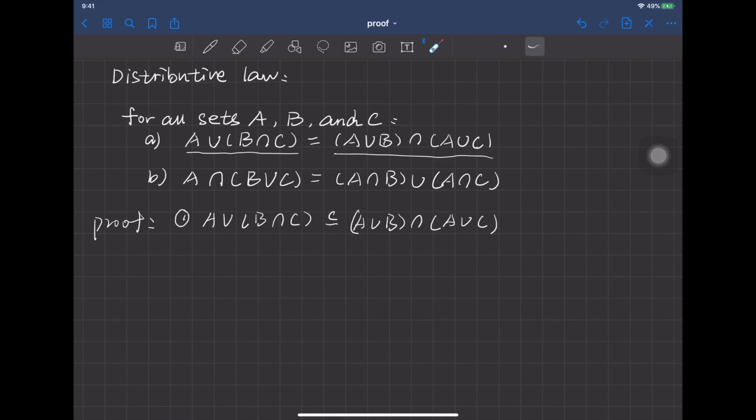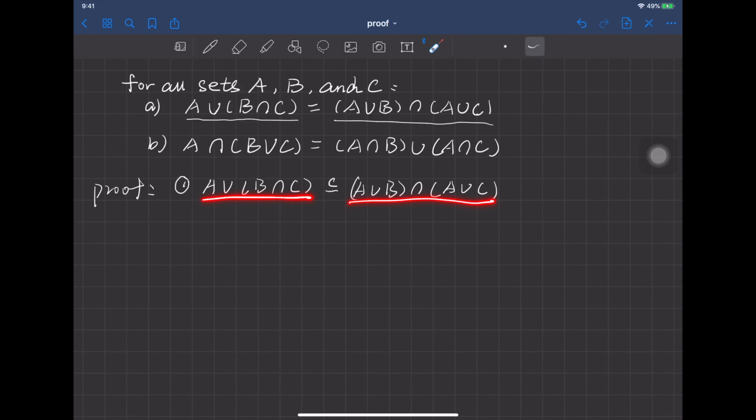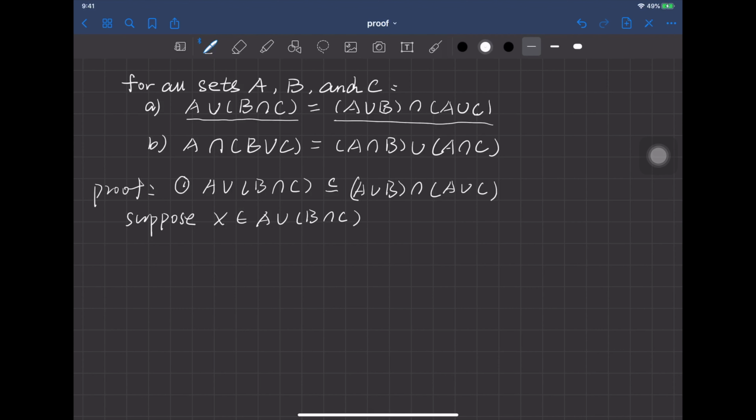Let's recall something about subsets. If this set is a subset of that set, it means every element of this set is also an element of that set. So now we can suppose X is an element of A union the intersection of B and C. Then by the definition of the union, we get X is an element of A, or X is an element of B and C.